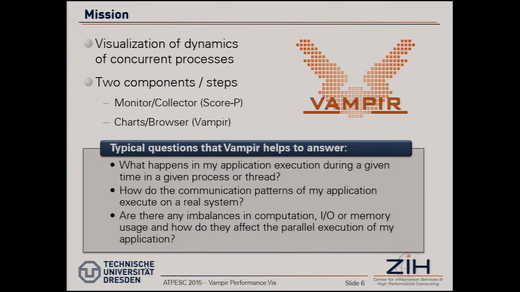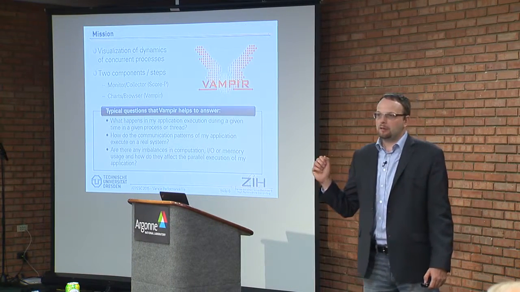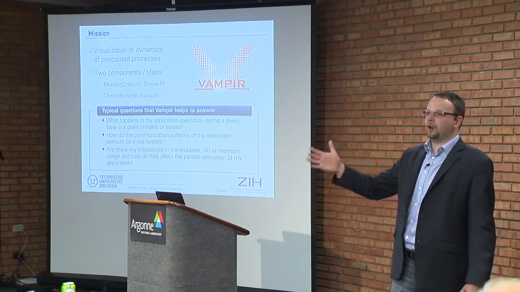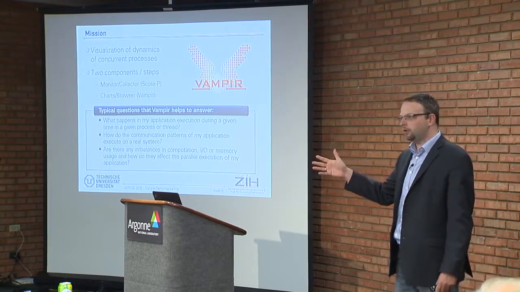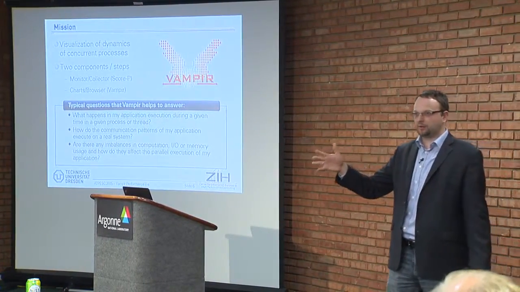The questions that you typically can answer with Vampir are: what happens with my application, what is a given process or thread doing at any point in time? What are the communication patterns that I'm seeing? Are there any imbalances? The power of a trace file, and I'm jumping ahead a little, is that a flat profile summarizes everything.